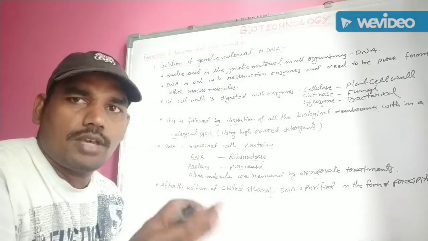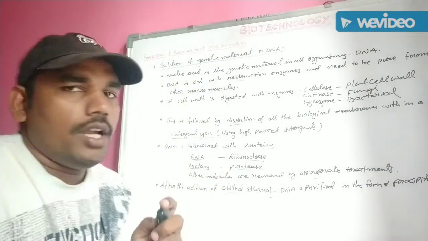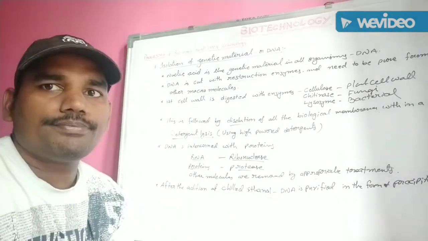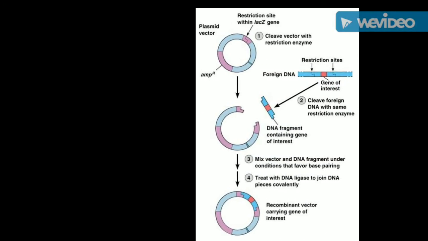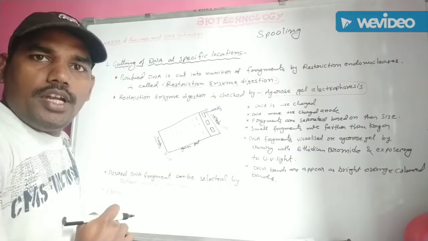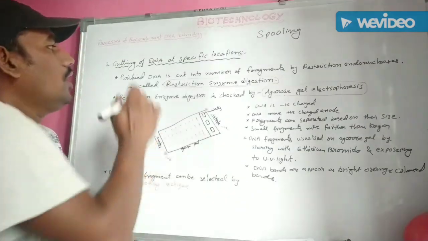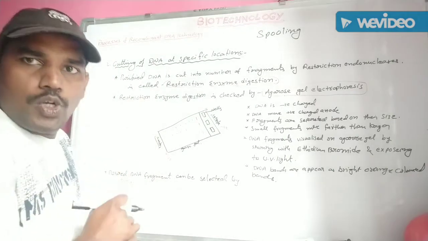This one is the first step in the recombinant DNA technology. Okay. Second step in the recombinant DNA technology is cutting of DNA at specific location.